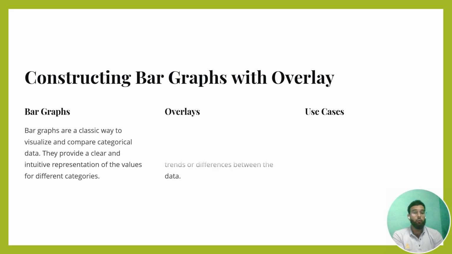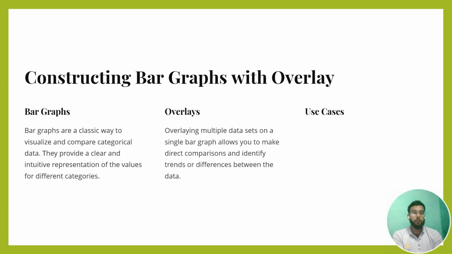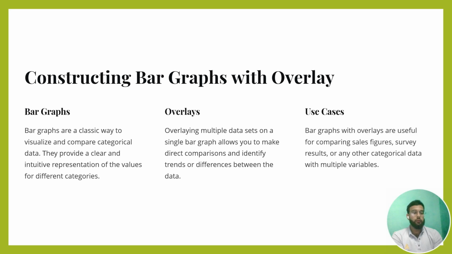Secondly, we talk about overlays. Overlaying multiple data sets on a single bar graph allows you to make direct comparisons and identify trends or differences between the data. What are the use cases of it? Means how we can use bar graphs with overlays. So bar graphs with overlays are useful for comparing sales figures, survey results, and any other categorical data with multiple variables.